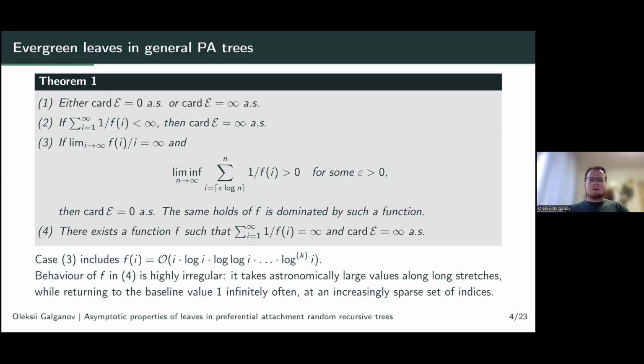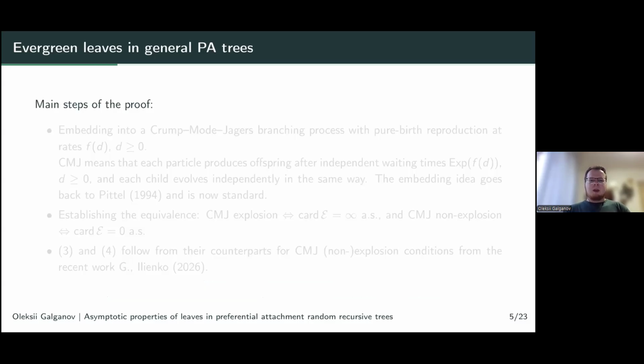So how can we prove that? The first step is to embed this discrete process of generating these recursive trees into Crump-Mode-Jagers branching process with pure birth reproduction, where the rates are given by the attachment function f.